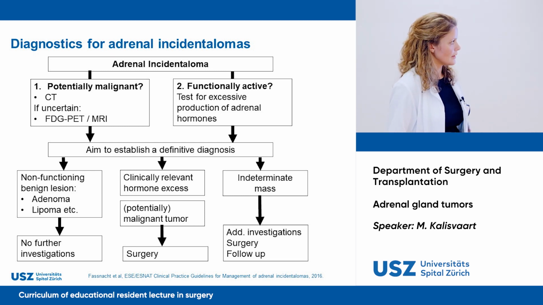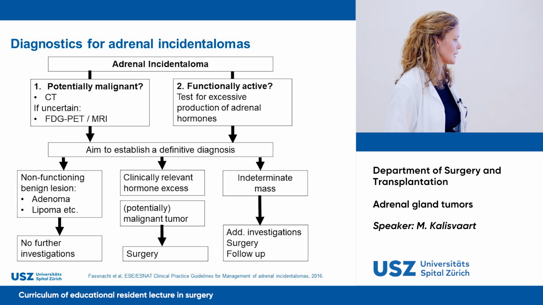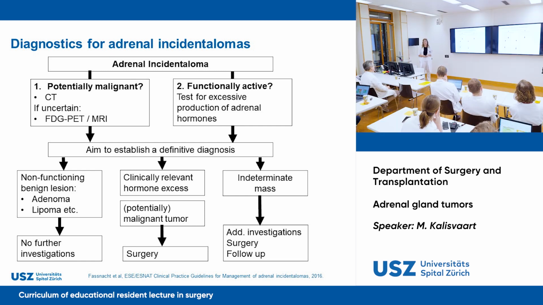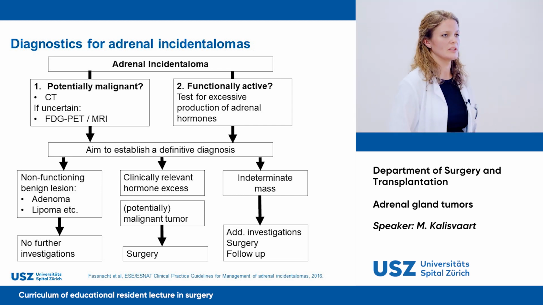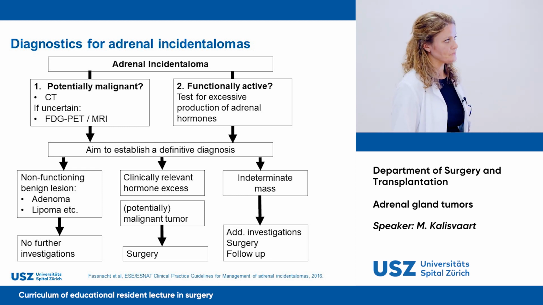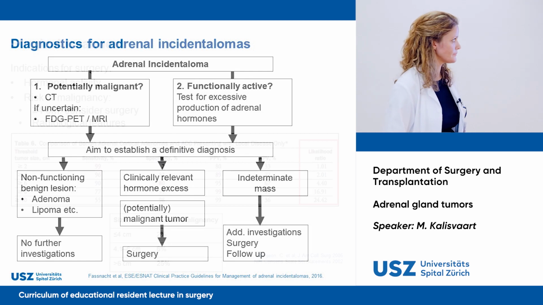Then it's important to establish a definitive diagnosis, and there are then 3 options. First, it's a non-functioning benign lesion, can be an adenoma, can be a lipoma, and no further investigation is required. These lesions can also be clinically relevant because of their hormone production, or potentially malignant. Then surgery is required, or it's an indeterminate mass and additional investigations are required, or one can choose to operate on them and see at histology afterwards, or follow up and decide on surgery later.